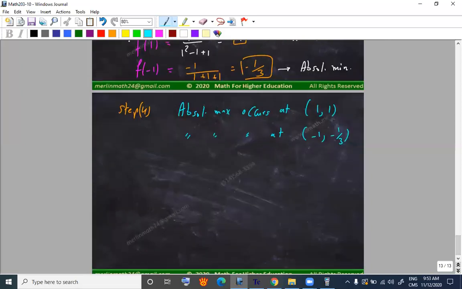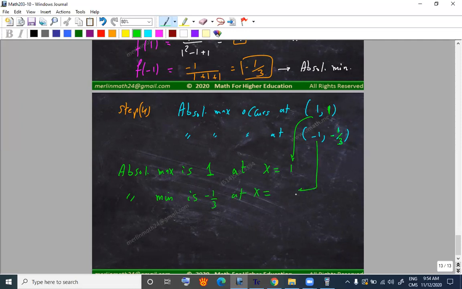But for understanding, I want to say this. Absolute maximum is how much? The absolute maximum is always the y value. So the absolute maximum is 1 at x equals 1. You get it? It happens to be both the same. Okay, absolute minimum. I am presenting it the other way just for understanding. The absolute minimum is the y value. It's -1/3 at x equals how much? -1. That's it. It's a perfect answer.